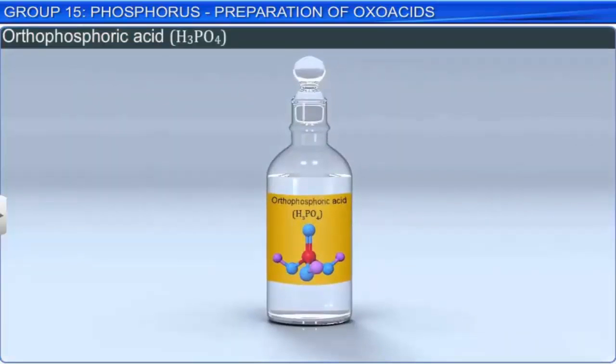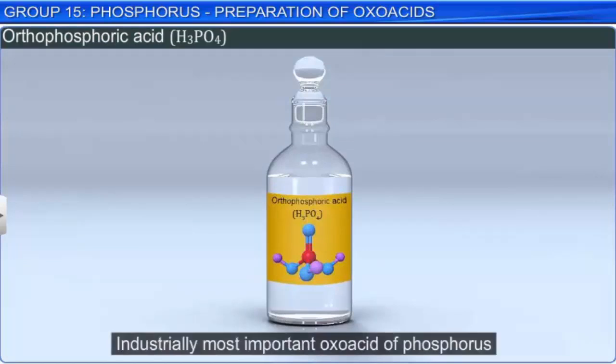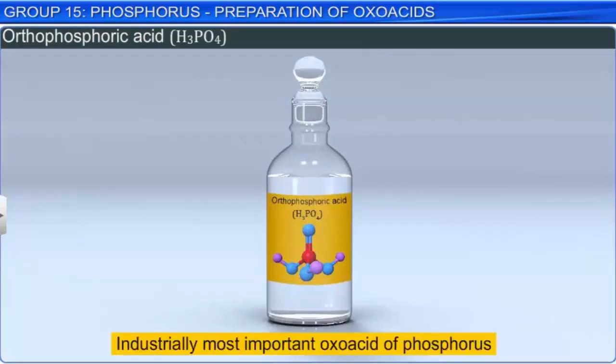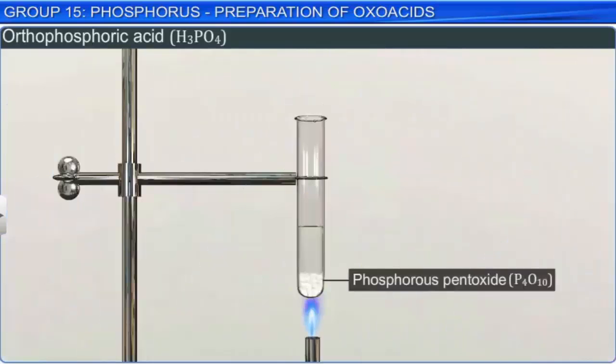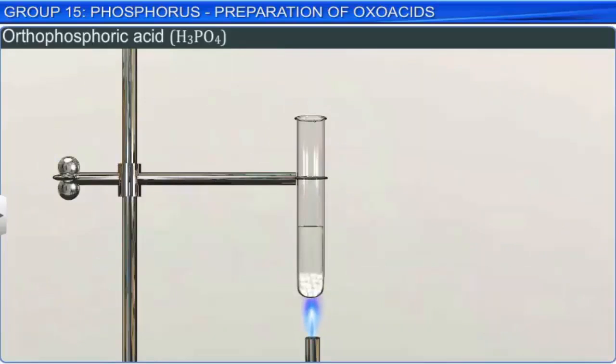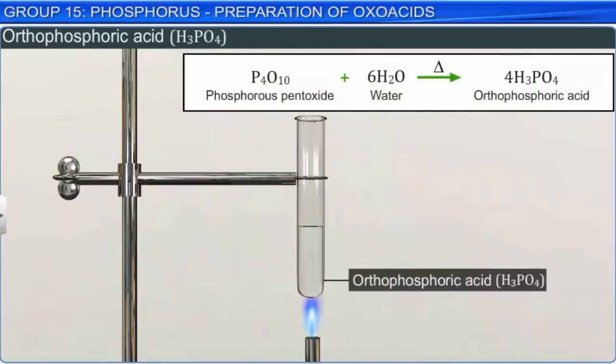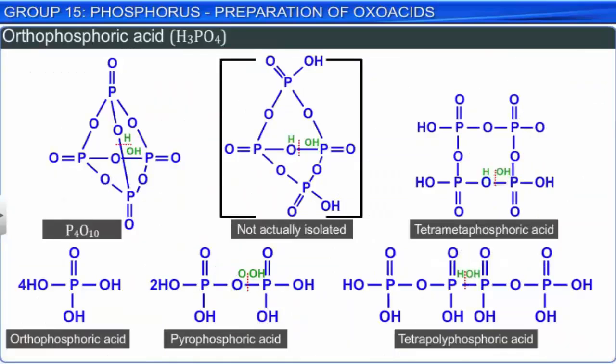Orthophosphoric acid, also called phosphoric acid, is industrially the most important oxoacid of phosphorus. It is prepared by dissolving phosphorus pentoxide in water and then boiling the solution. The stepwise process of the hydrolysis of phosphorus pentoxide is represented here.